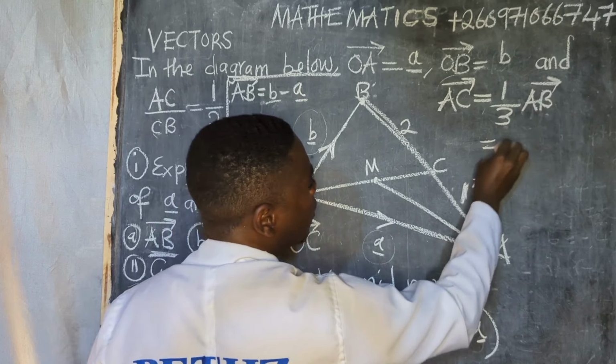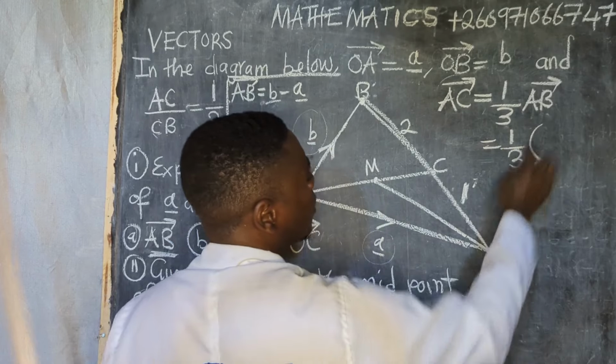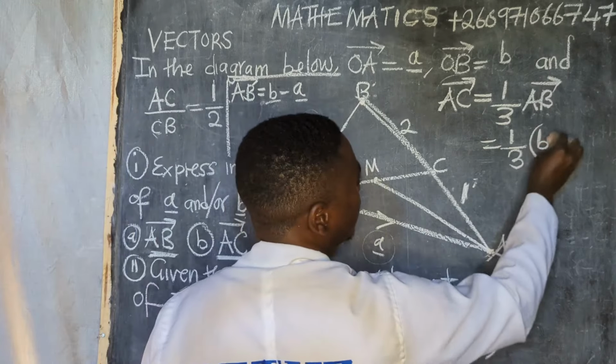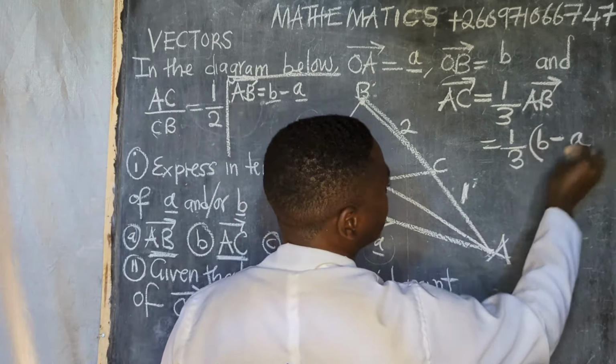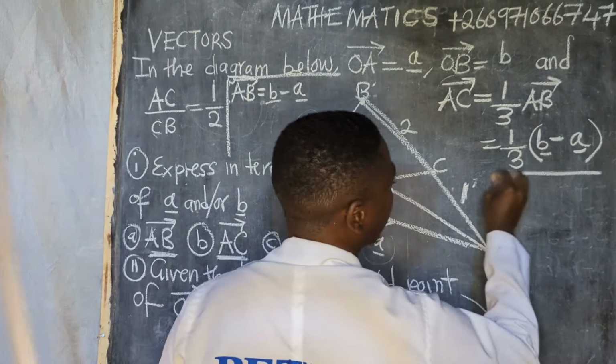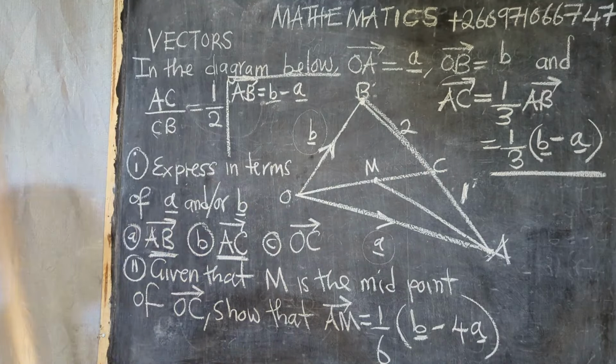You just say this is now equal to 1 over 3, open bracket. What is your AB? We just say B minus A. So like this, you are done. Have you seen? This is the answer. You can end here. If you want, no need of expanding. These things are correct, just like that.